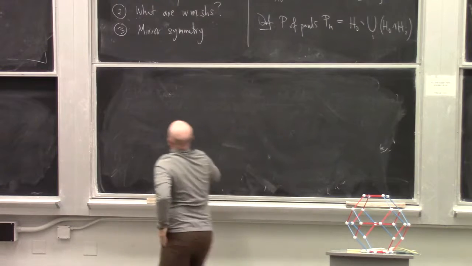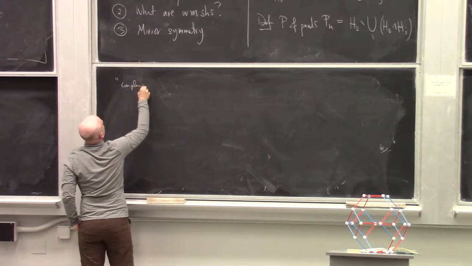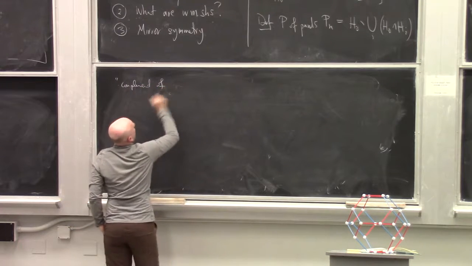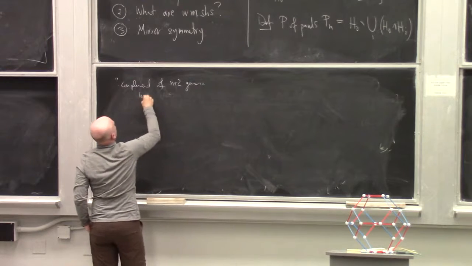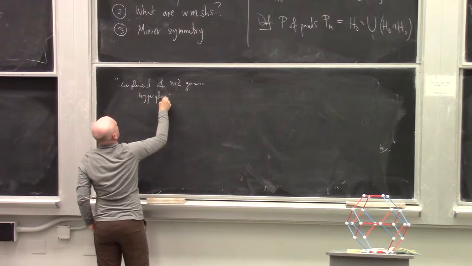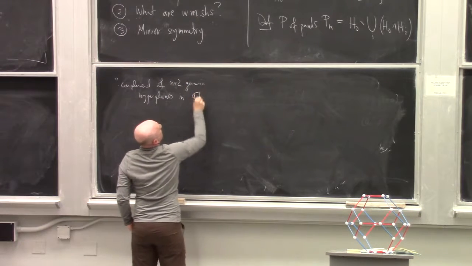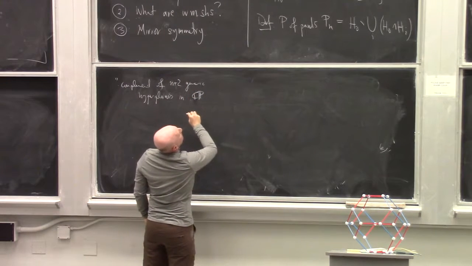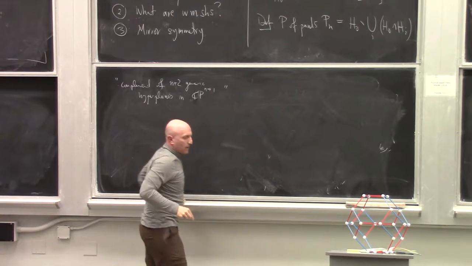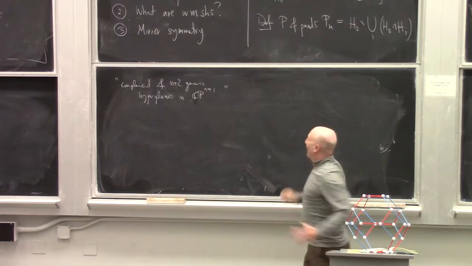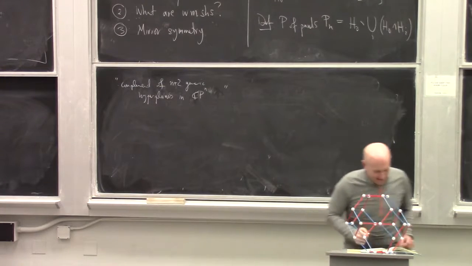Okay, so it's the complement of n plus 2 generic hyperplanes in CP^n. It's CP^n. Thank you. Sorry. Everyone's playing along.